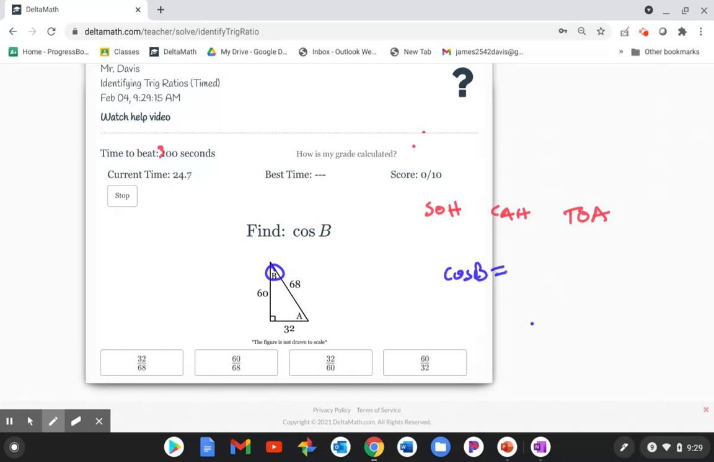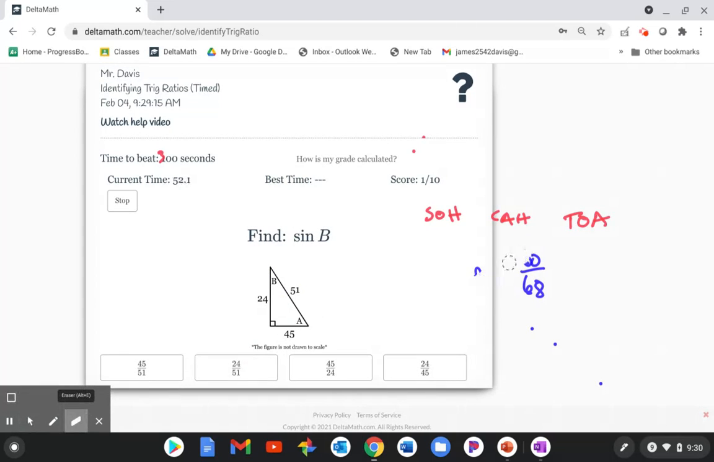Cosine of B, adjacent. So adjacent to B is going to be 60, okay? Because this one is the hypotenuse, 68, because it is opposite of the right angle. So if that's the hypotenuse, then the other side that's connected to it has to be the adjacent. So adjacent would be 60, hypotenuse is 68. You would want to reduce this. However, for this activity, they don't make you reduce it. So we're just going to click 60 over 68.